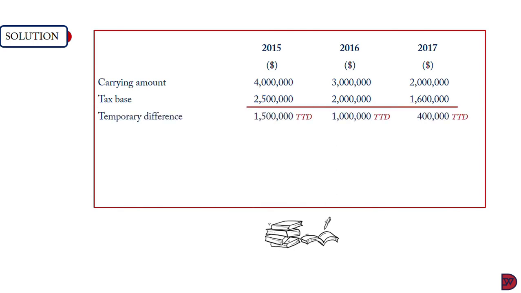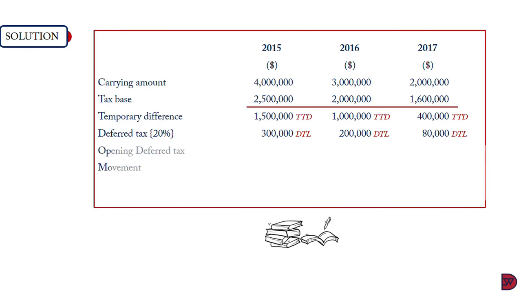Now the temporary difference is going to be $1.5 million in 2015. This will be a taxable temporary difference because the carrying amount is more than the tax base of the asset. 2016 will also give a temporary difference of 1 million, which will also be a taxable temporary difference. 2017 will give a temporary difference of 400,000. The tax rate was 20%. So multiplying 20% on 1.5 million will give $300,000, which is a deferred tax liability. 2016 will give a deferred tax of $200,000, which is also a liability. 2017 will give a deferred tax liability of $80,000.